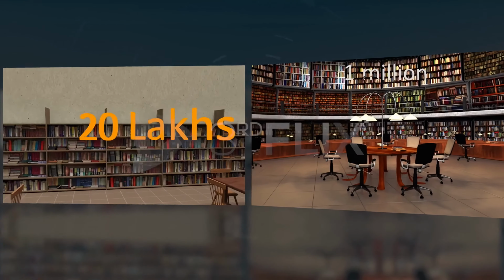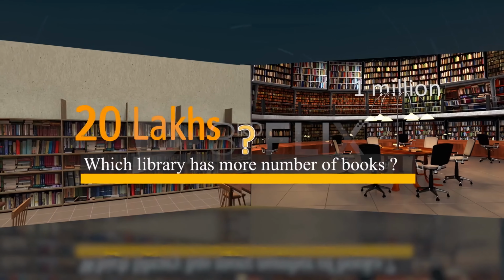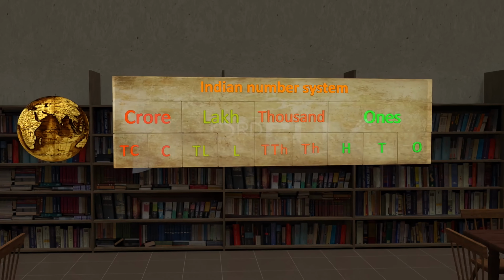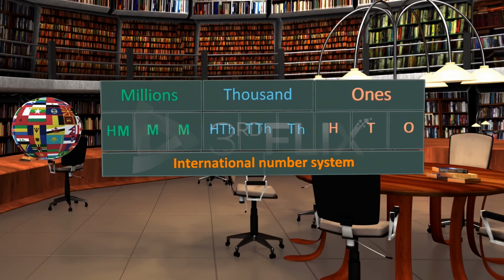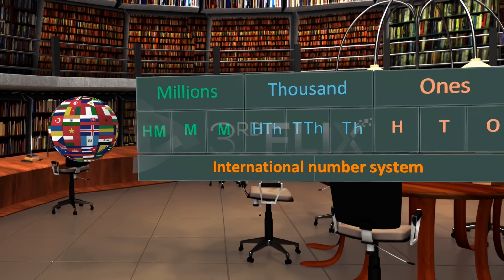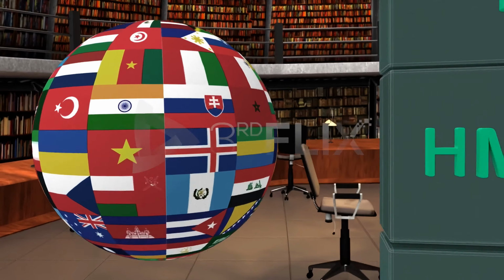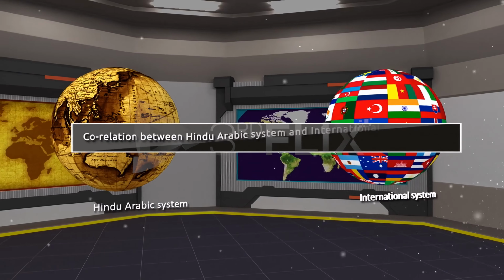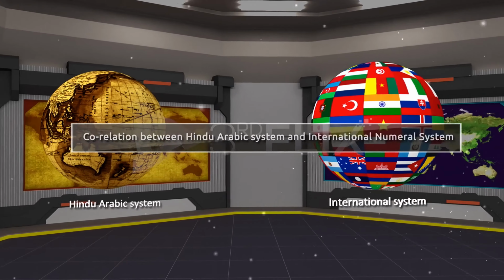Now can you tell me which library has more number of books? Here, the number of books of the National Library is represented in the Hindu-Arabic system, and the number of books of the London Library is represented in the international system. Let us learn the relation between the Hindu-Arabic system and the international system.